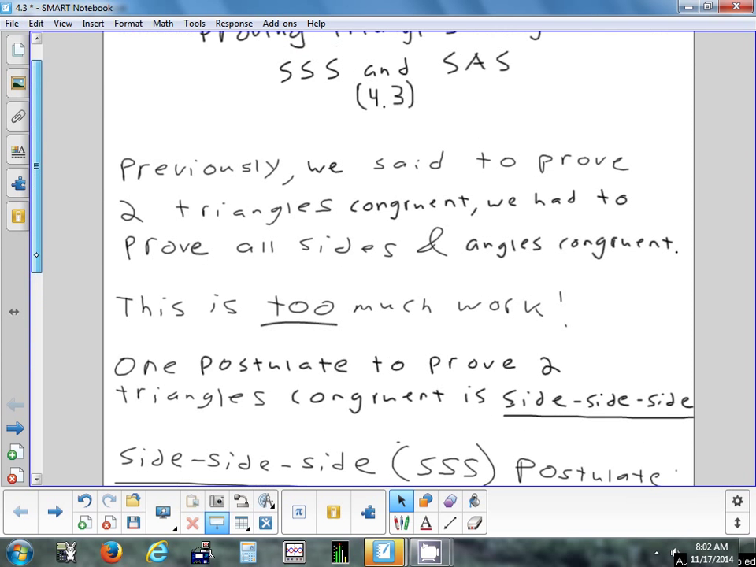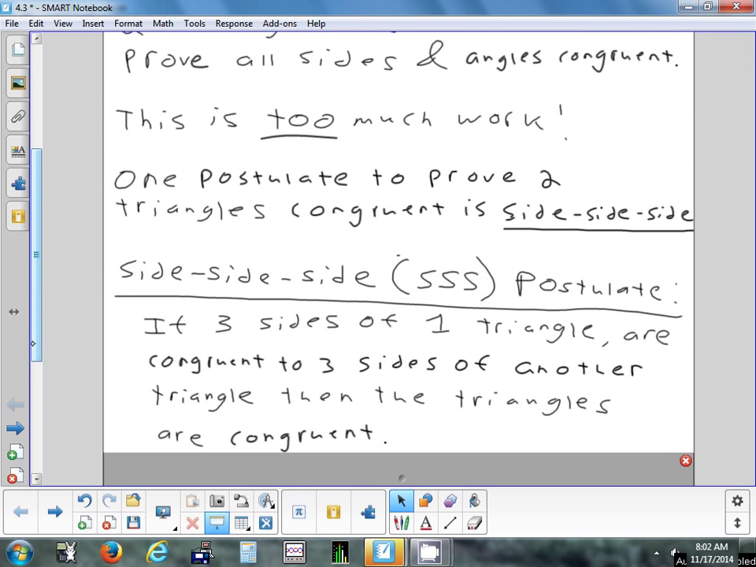When we get to side, angle, side, SAS, that will be a theorem. If we have time, maybe we'll prove it. But side, side, side, that is a postulate. Oh, you know what? I'm sorry. Side, angle, side, that's also a postulate. So we're not going to have to prove side, angle, side either. It's angle, angle, side that's a theorem. That'll be tomorrow. So both the ones we do today are postulates.